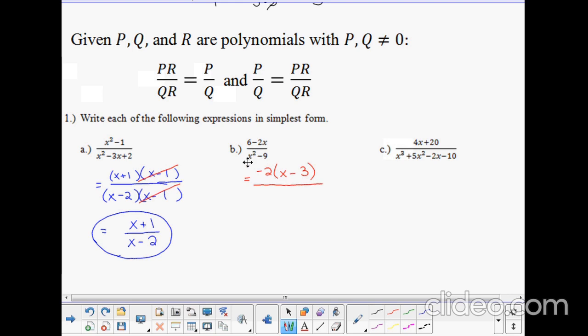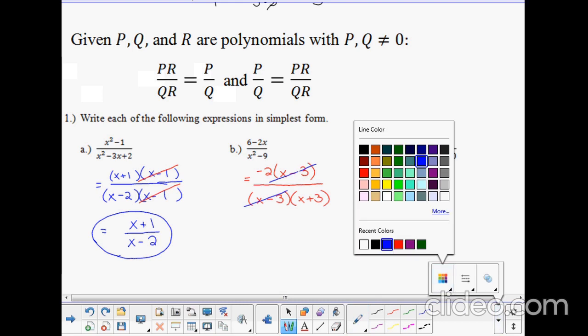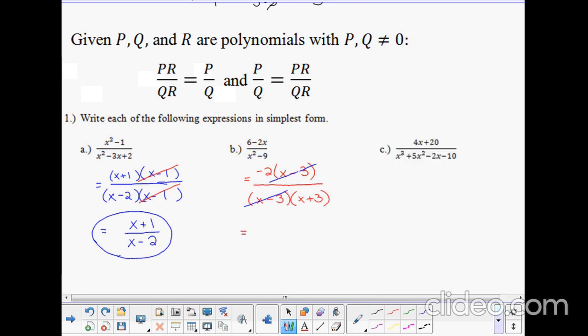In the denominator, I may notice that I have the difference of two squares. So I can factor this into x minus 3 and x plus 3, the two conjugates, the roots of each term. Here I may notice that I have a common factor in the numerator and the denominator. So I can divide those, and those become 1. So this would be negative 2 over x plus 3. And this would be my simplified version.